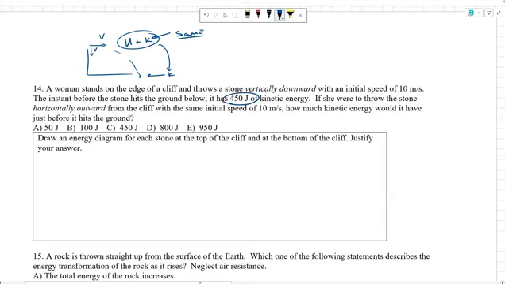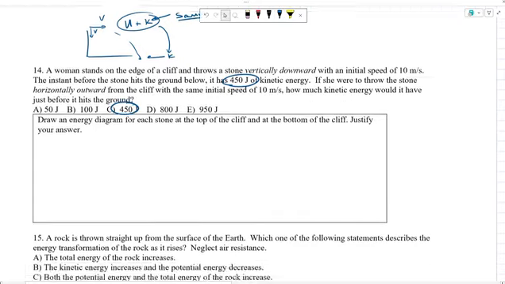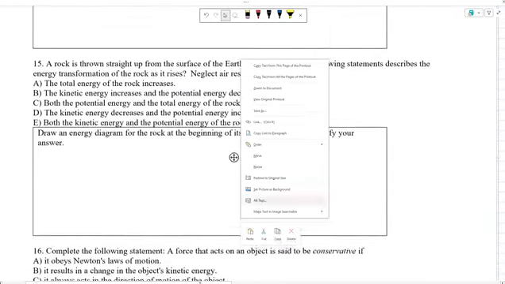So if it has 450 joules of kinetic energy at the bottom when it's thrown straight down, it will also have 450 joules of kinetic energy at the bottom when it is thrown horizontally outward. Again, there's no direction when we talk about kinetic energy. It's just how much speed we have. There will be other differences, but they will have the same amount of kinetic energy.